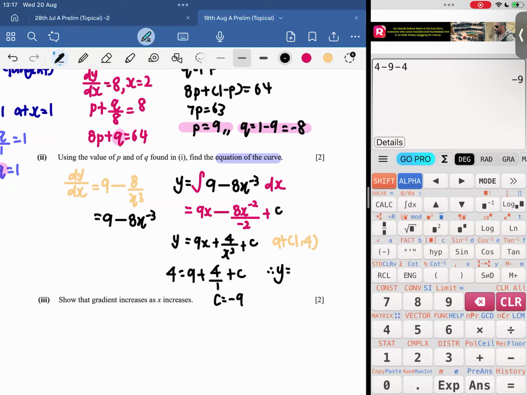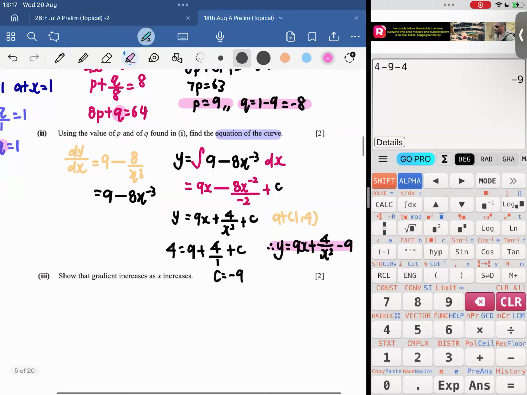Okay, so anyway, my y is 9x, 4 over x squared minus 9. Beautiful answer. Right, so typical algebra, straightforward. 2024 TYS also had very similar questions. So this one is considered quite easy, okay? So just make sure you take note.